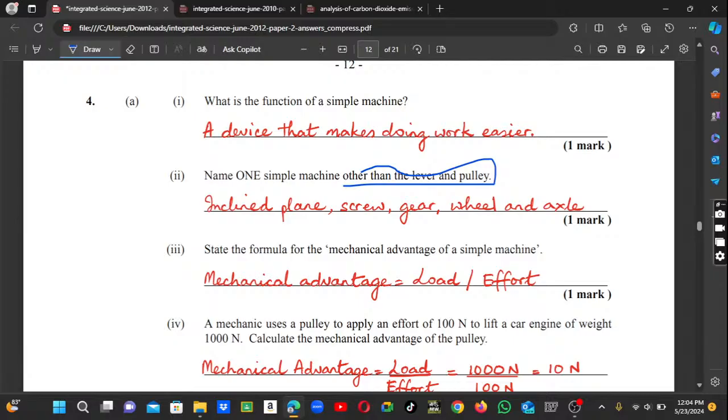Moving along, we need to state the formula for the mechanical advantage of a simple machine. We know that mechanical advantage would be load over effort. As you guys can see, we need to know this: load over effort. They may ask you these questions today, and this one is possible.